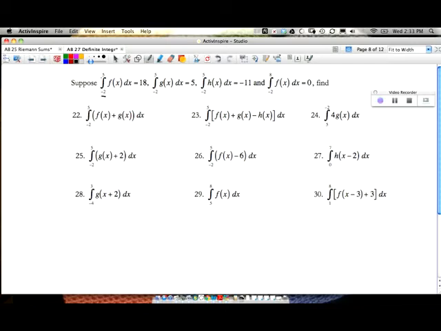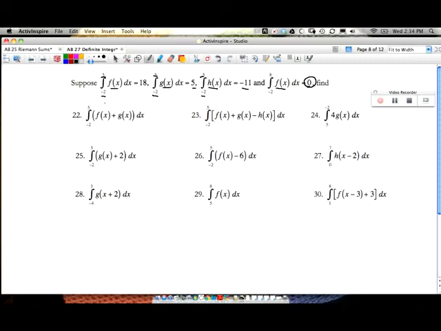So we got some things here. We got the integral from negative 2 to 5 of F is 18. And from negative 2 to 5 of G is 5. And from negative 2 to 5 of H is 11. And from negative 2 to 8 of F is 0. Okay, so let's see what we can do to do each of these pieces.